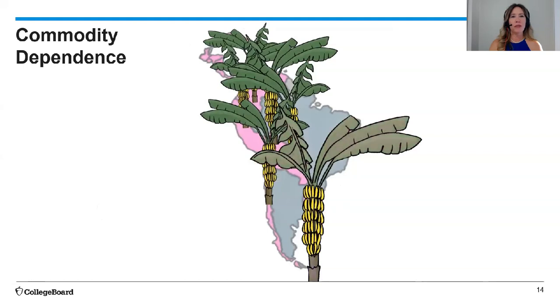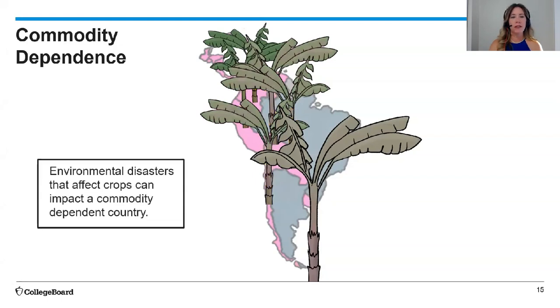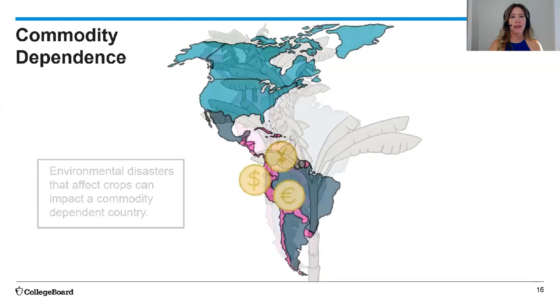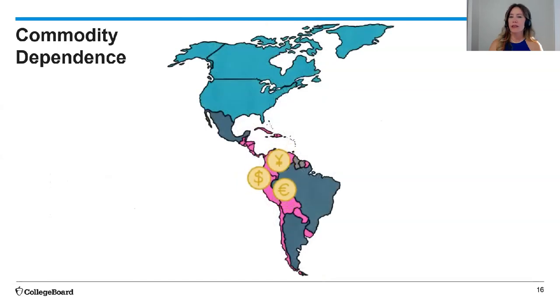But what happens if a virus attacks those banana trees, a fungus or a virus, and kills the bananas? Then we see that those countries will lose their income. And this actually happened in the late 1960s, 70s, where a fungus affected the banana crops, and the fungus moved from Central America and down to South America. And they saw a loss of income from selling their bananas.